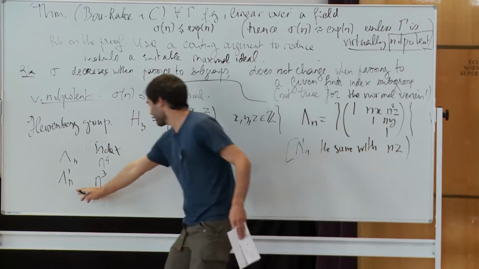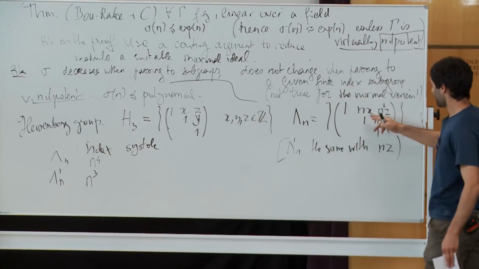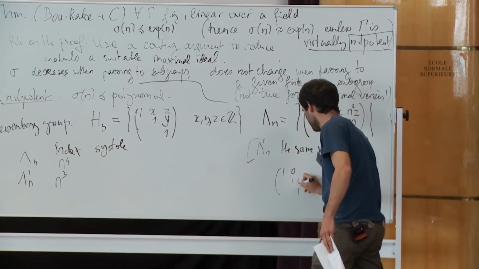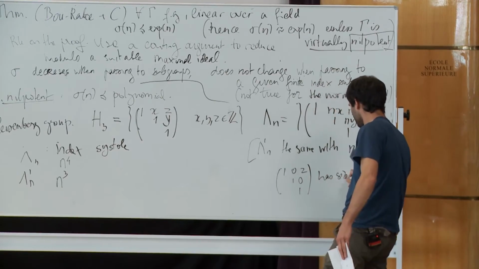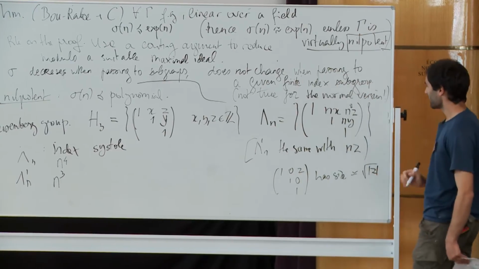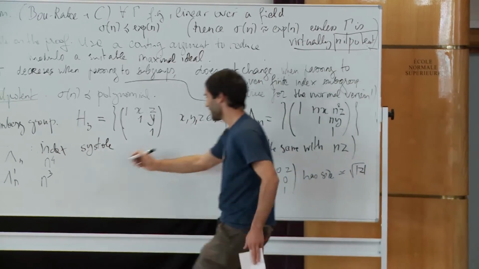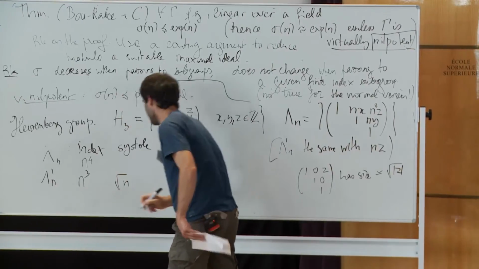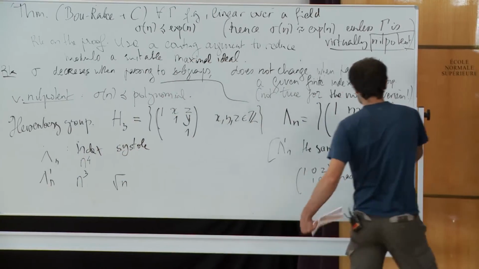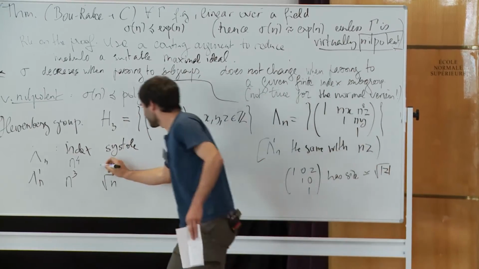So probably this was a better choice. But if I look at the systole of this, the point is that for n in Z, the matrix 1, 1, 1, 0, 0, n has size essentially square root of n. That's the thing to retain. So this systole here is square root of n, and here it's done so that it behaves better.